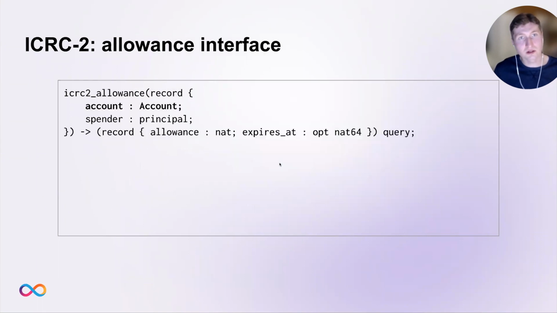So the second API that we saw before is allowance. There you specify the account, which is a pair of owner and subaccount, and the spender, and the ledger will tell us what's the allowance between those two, like how much a spender can spend from this account, and an optional expiration time if it's present.